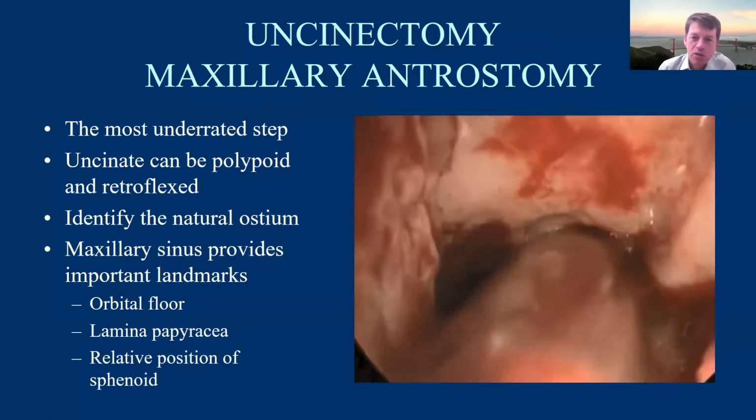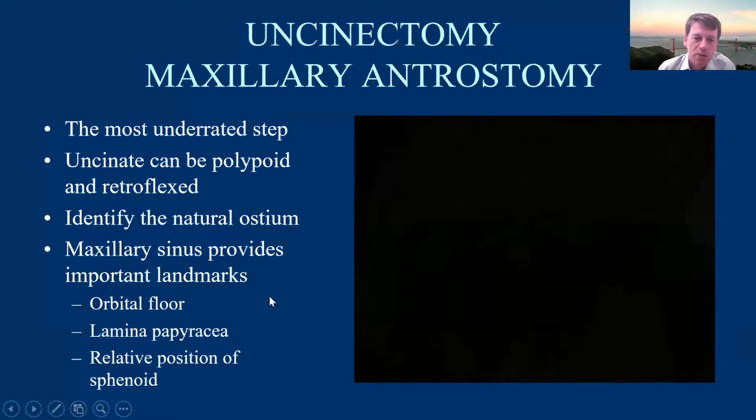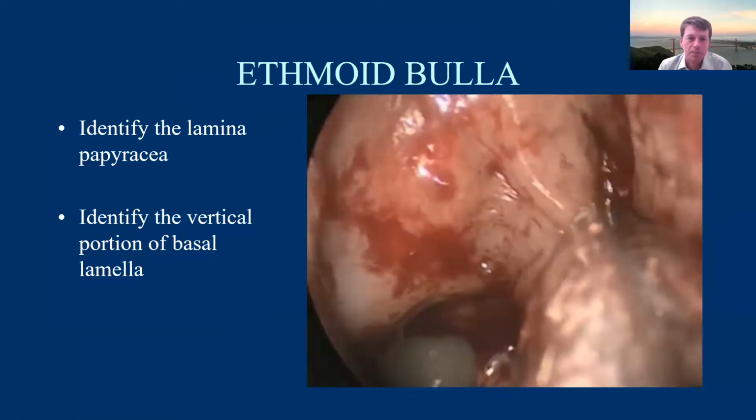Here we're just starting to enlarge the maxillary antrostomy in order to expose other areas. The maxillary sinus really provides nice landmarks, including the orbital floor, your lamina papyracea, and can give you a sense for the position of the sphenoid sinus as well.